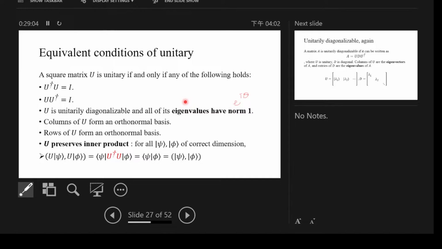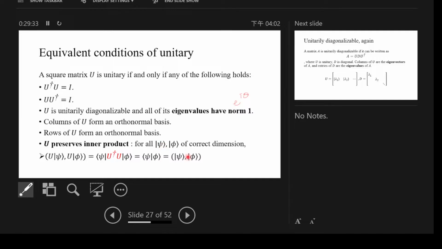And then the last property, this is the property that's kind of most important. This is why we care a lot about unitary matrices in quantum computation, because they preserve the inner product. Basically, you preserve the length of your vector. So you have psi and phi.